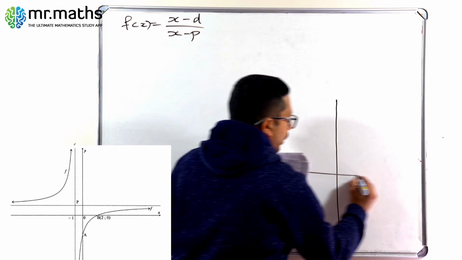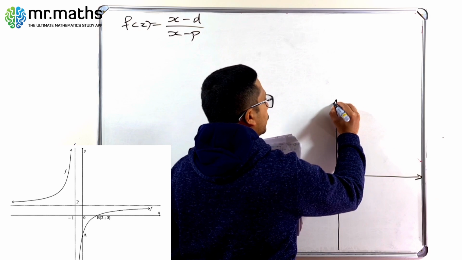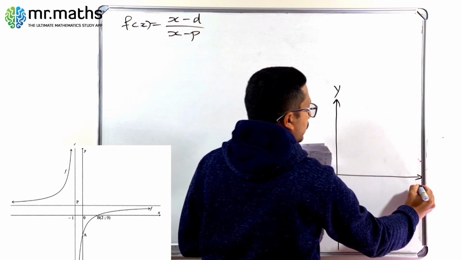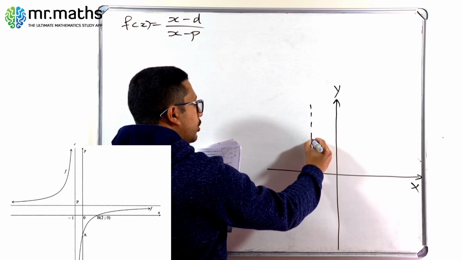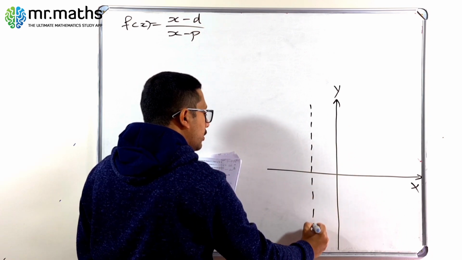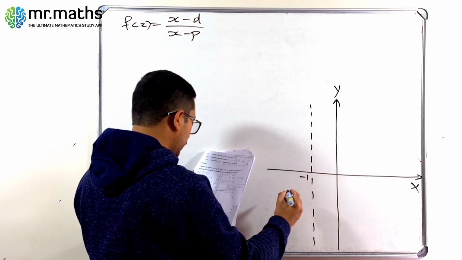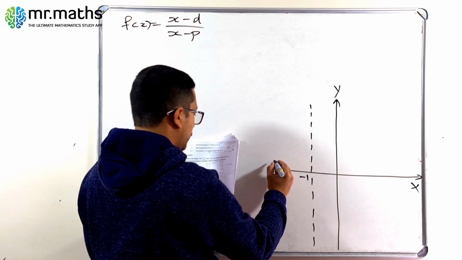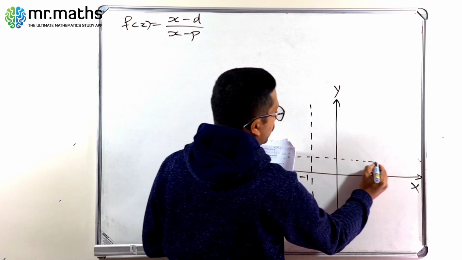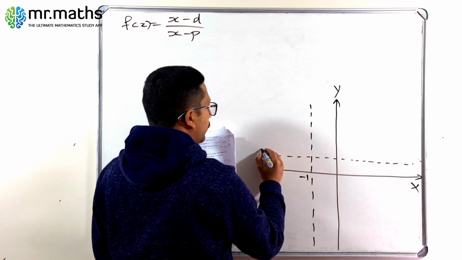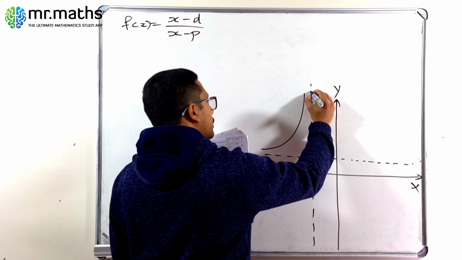First let me draw that graph roughly here. This is our x and y axis. This is the y-axis and this one is the x-axis. Then there is an asymptote passing through the point -1, and there is another horizontal asymptote, and the graph is something like this.